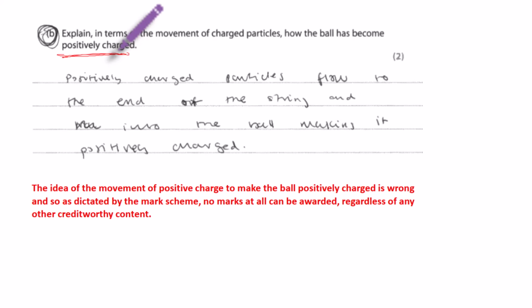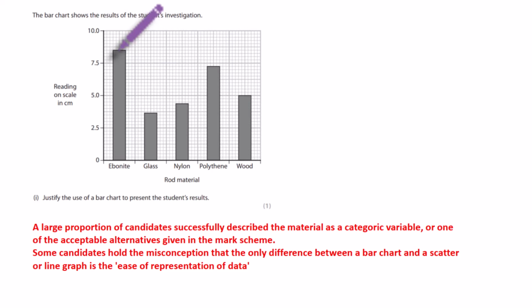The bar chart shows the results of the student's investigation. Justify the use of a bar chart to represent the student's results. Okay. So why do we use a bar chart? A large proportion of candidates successfully describe the material as a categoric variable. Exactly. So when you have a categoric variable as opposed to a continuous variable, right? So you always use a bar chart or one of the acceptable alternatives.